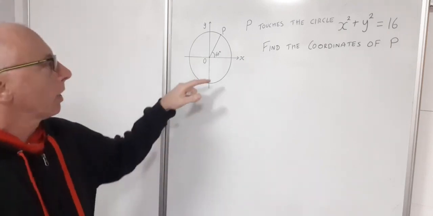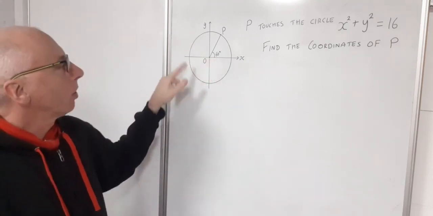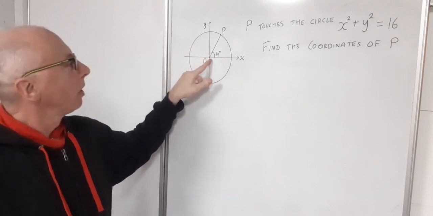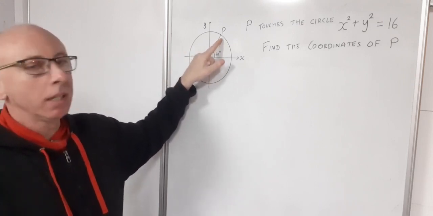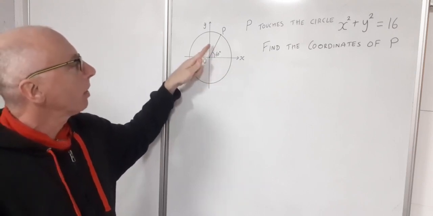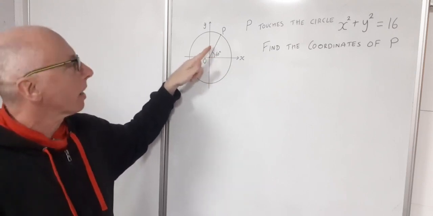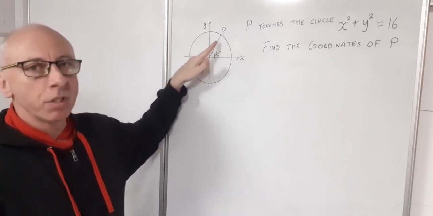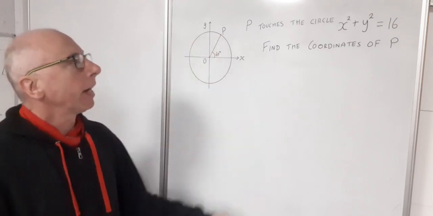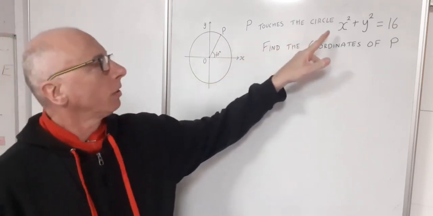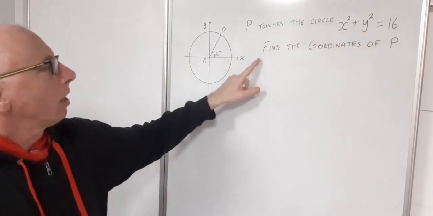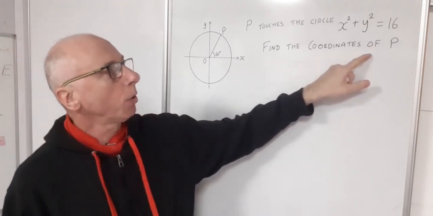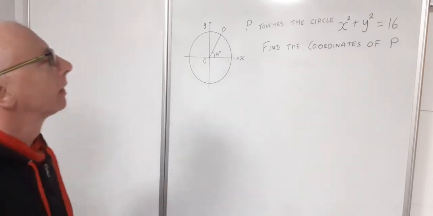So in this question here, we're given a diagram with a circle centred at the origin O, and on that circle there is a point P which makes an angle of 60 degrees from the positive x-axis with the line going from the origin to the point P. Now what we know is the circle has an equation of x squared plus y squared equals 16, and what we want to do is find the coordinates of the point P.